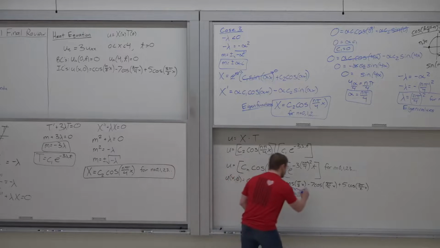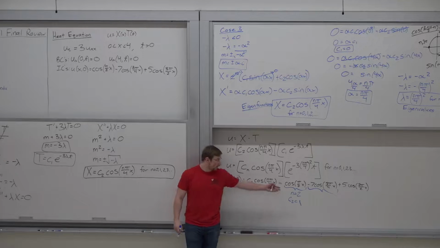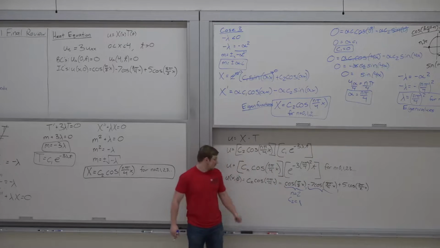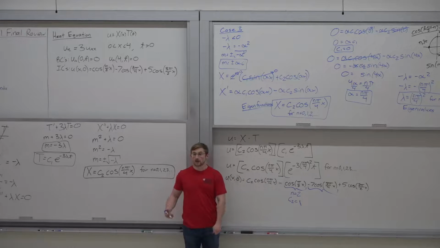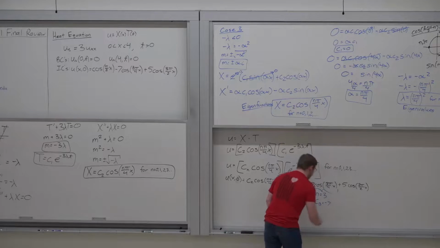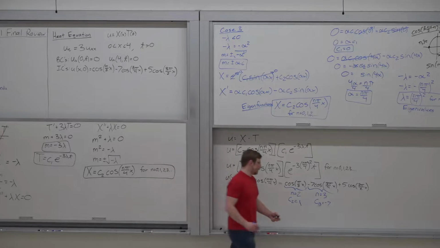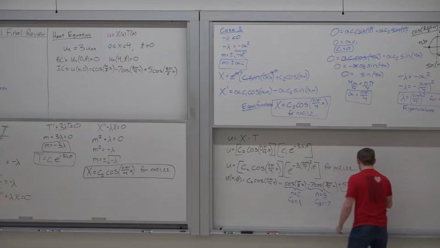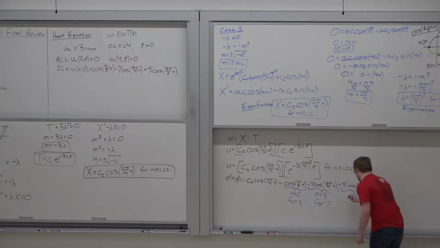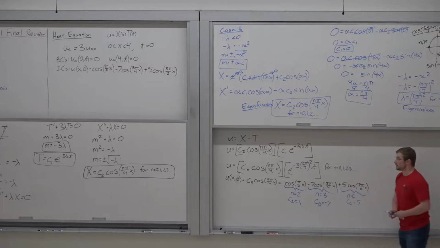Now let's do that for the next term. What's the corresponding n value for this next term? Well, I see that I have a 3 pi over 4. So I know that my n has to be 3. So my n for the middle term is 3. And therefore, my c sub 3 is equal to -7. I'll do the same thing for the last term. And for this one, I see that my n has to be equal to 6, which means my c sub 6 is going to be equal to +5.